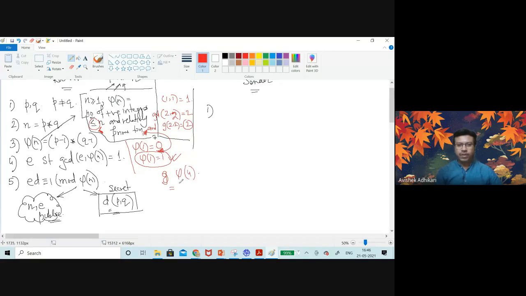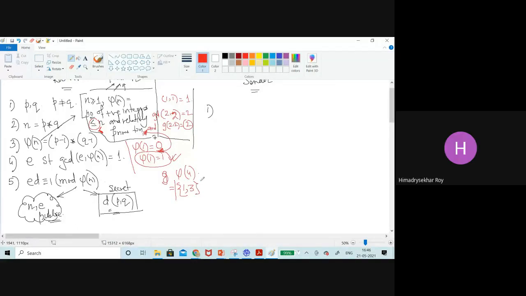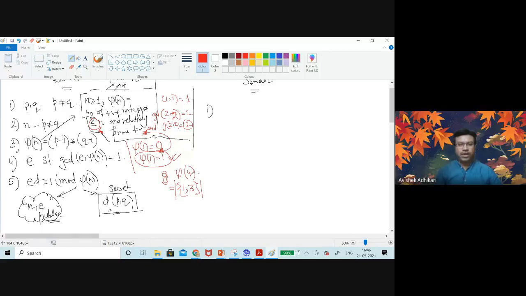Phi of 4 is the number of positive integers which are less than or equal to 4 and relatively prime to 4. So who are they? 1 is relatively prime to 4, and 3 is relatively prime to 4. But 4 is not relatively prime to 4, so it will not be counted here, and this value is 2. So if you put less than or equal to, it won't be any problem because you are actually considering relatively prime. Clear?